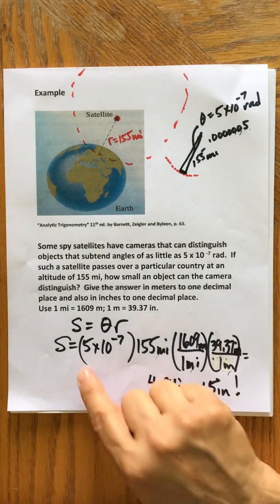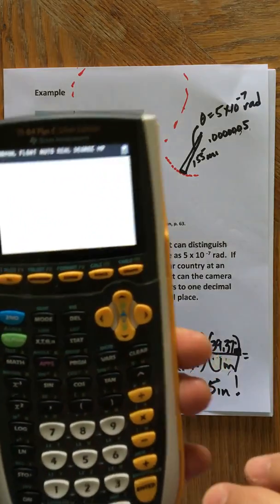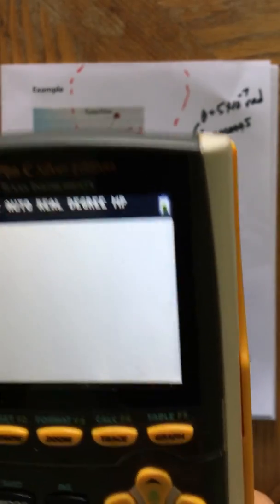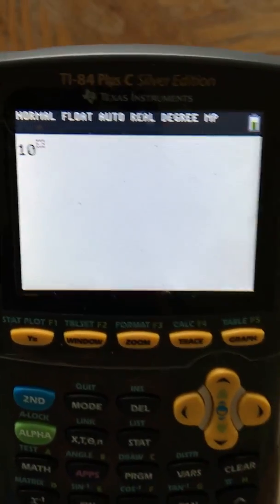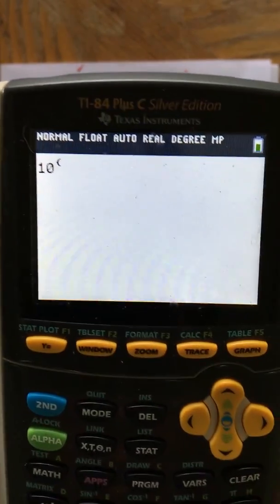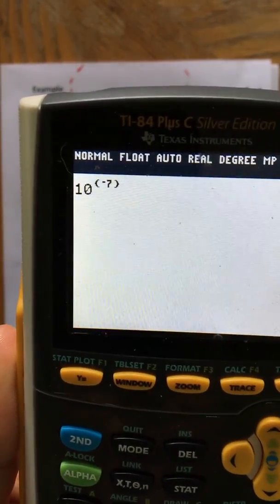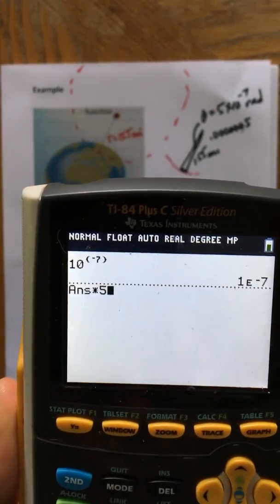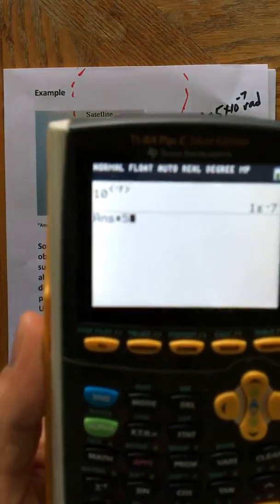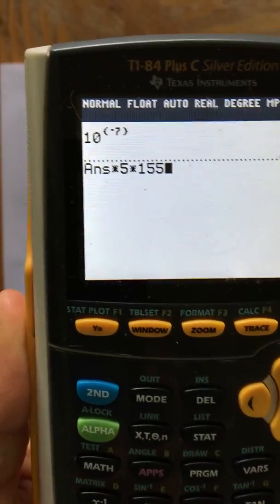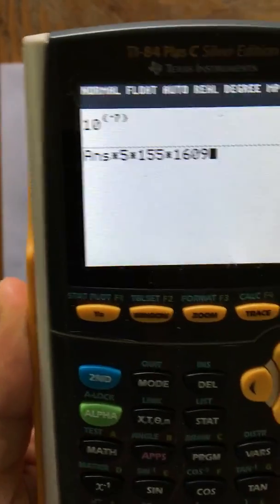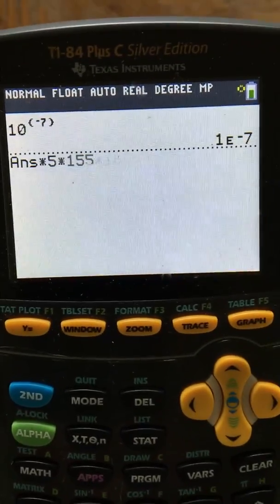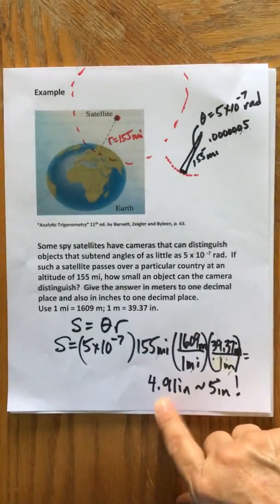The last thing I want to do is show you this 10 to the negative 7 on the calculator. Raised, so the caret, and then I'm going to use parentheses because I've got to put 2 things there, the negative and the 7. Now press enter, and I'll get that. Then I go times 5, times 155, times 1609, times 39.37. There's that 4.9, 4.91.